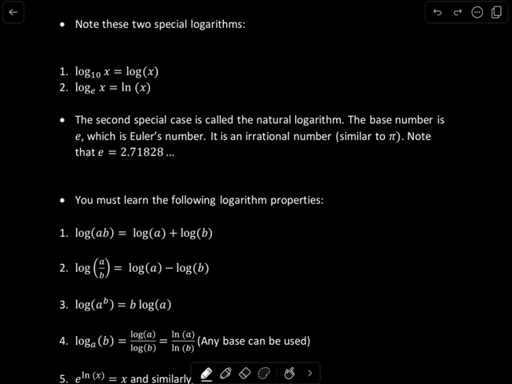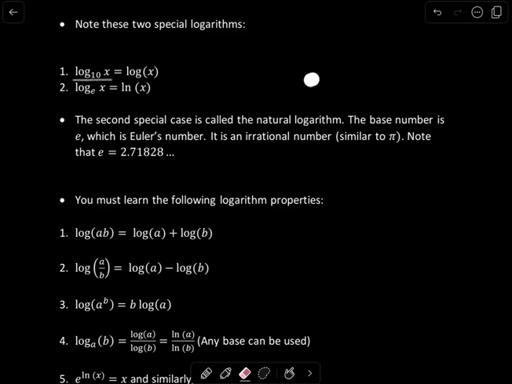So let's get some notation out of the way, and these are basically two special logarithms. We have log of x to the base 10, and because base 10 is so common in math and in logs, we just write it as log of x. So when you see log of x in most texts, it basically means base 10. If you just see a log with no base, you assume it to be base 10 unless otherwise stated.